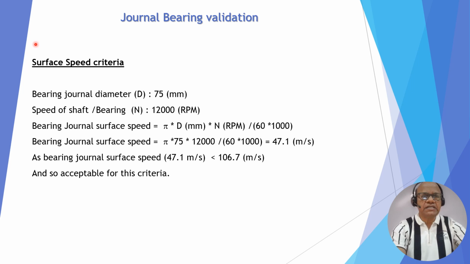Now the next criterion is the surface speed criterion. So journal bearing diameter D is 75, and the speed of the shaft is 12,000 rpm. So bearing journal surface speed is pi D N upon 60, divided by 1000 because the diameter is in millimeter. If you calculate this, it comes to 47.1 meter per second. So journal bearing surface speed should be less than 106.7 meter per second, and it is only 47.1. So that means it is acceptable.